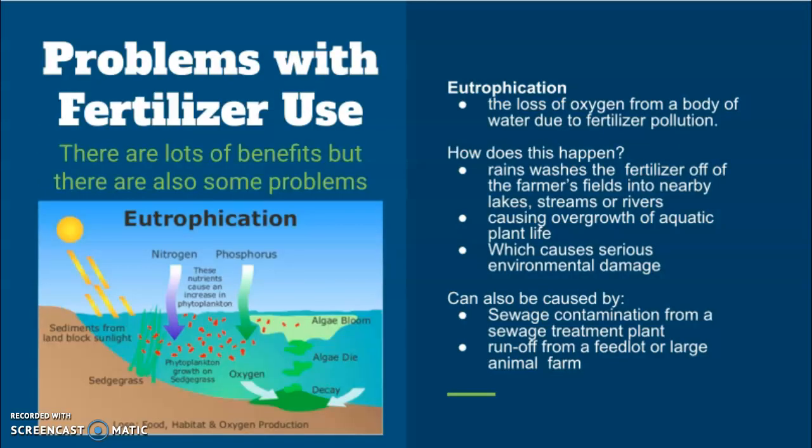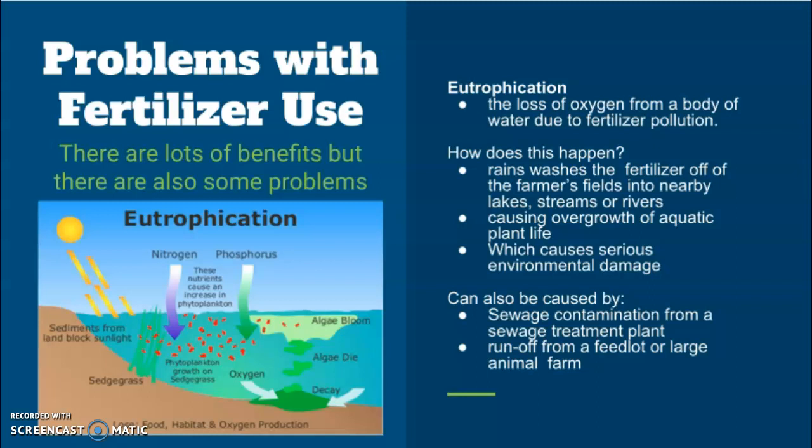So, problems with fertilizer use. We started to talk about this last class where we said that we're getting this runoff happening into our water systems, and then the water systems have an explosion of plant growth, and then they die off, and the decomposers come in, and you get this algae bloom, and then you have all of this oxygen being taken out of the water, and the fish start to die. So what is this called? It's called eutrophication.